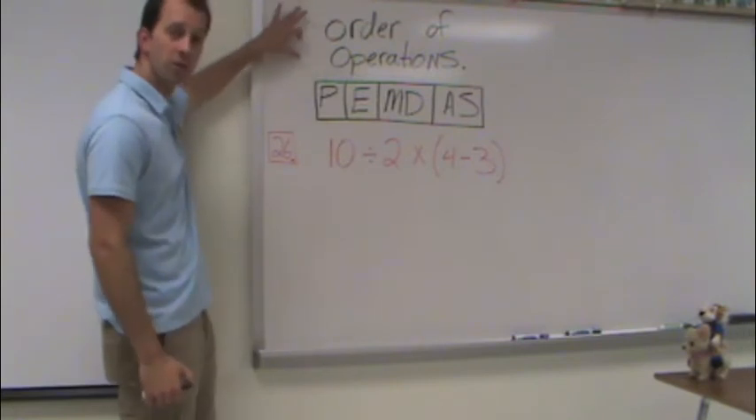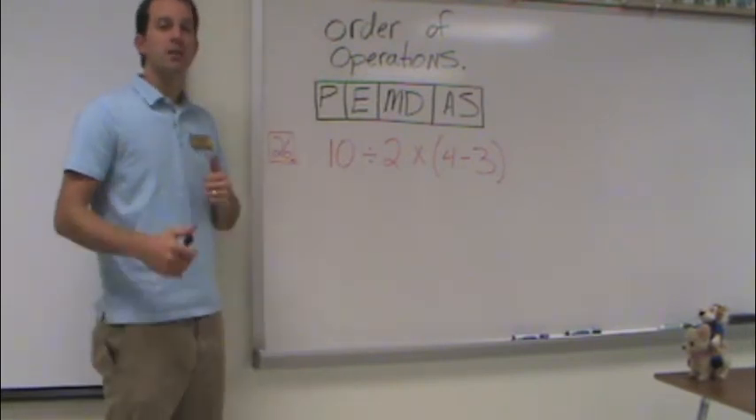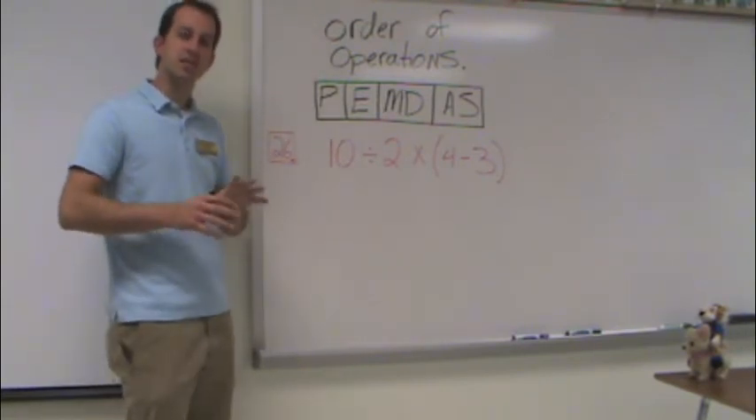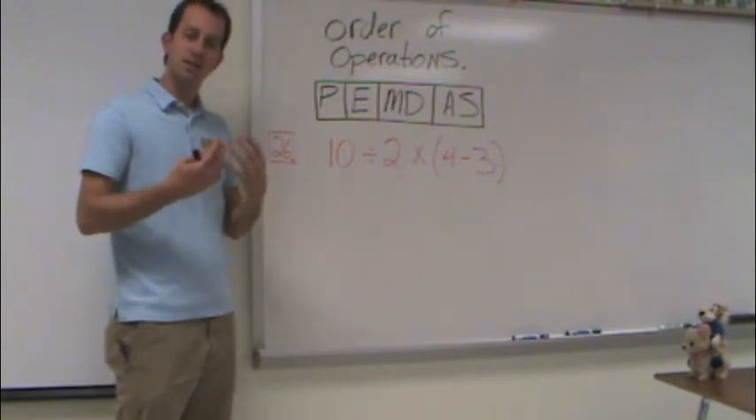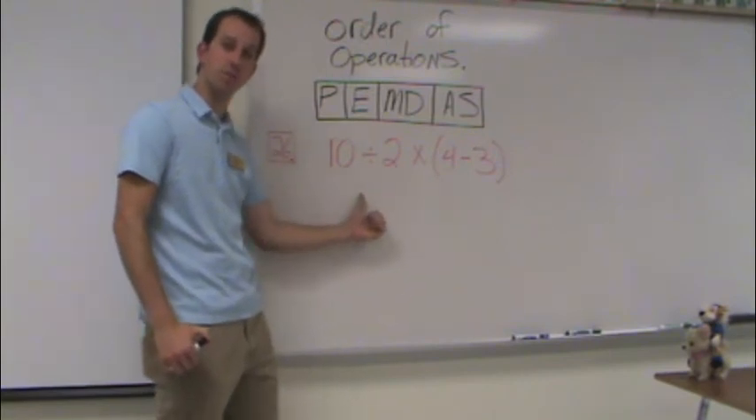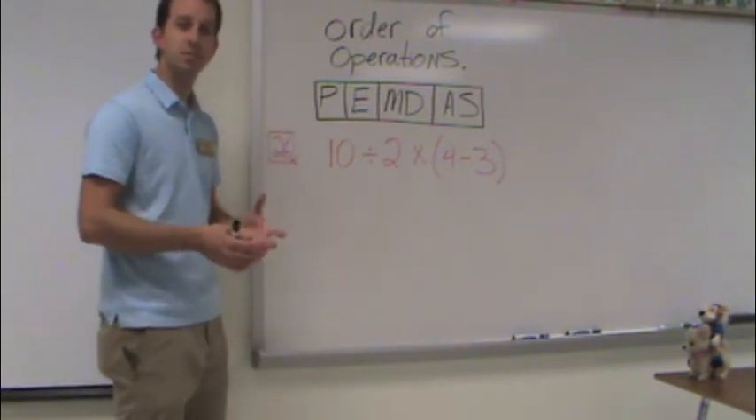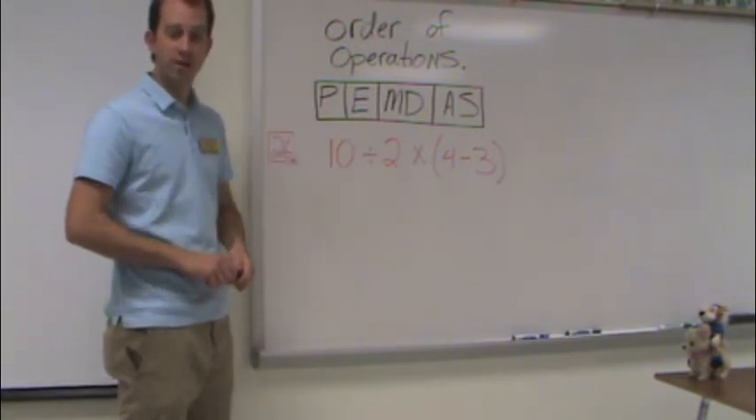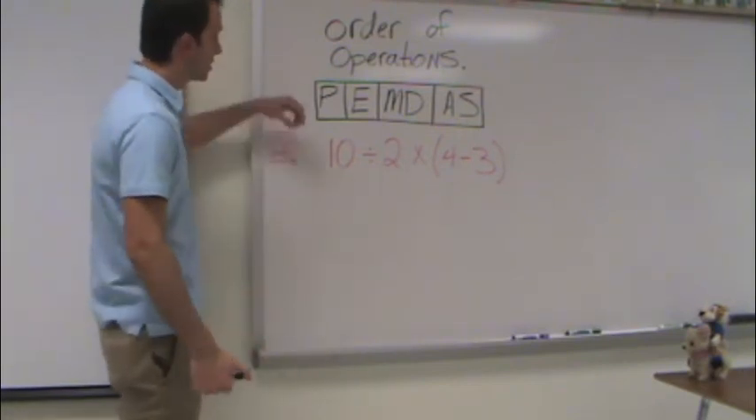Today we're going to talk about the order of operations. The order of operations is just a series of steps that allows us as mathematicians to break down a complex looking problem into a series of short, easy problems all the way until we have an answer. The order of operations is lined out like this.